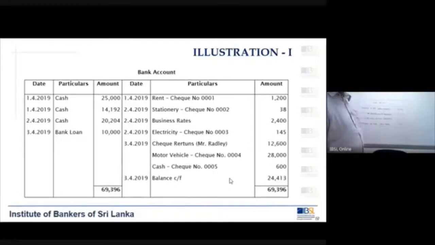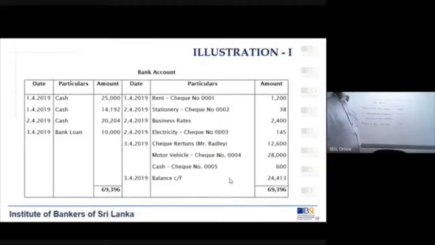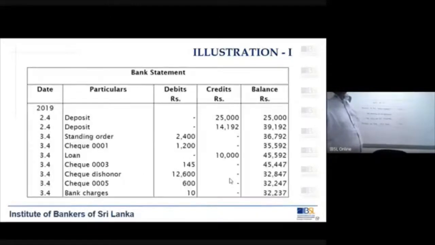Okay, that is the first item. So 25,000 is marked. Then you will also see 14,192. Take that and go and check whether that is there in the bank statement. Yes, that is also appearing. 14,192 is also appearing on the credit side.